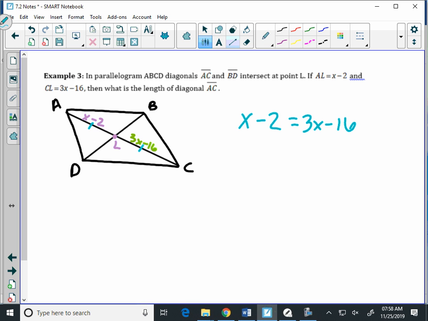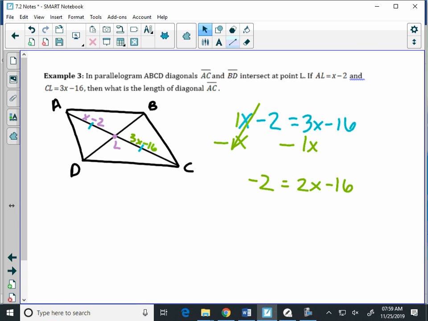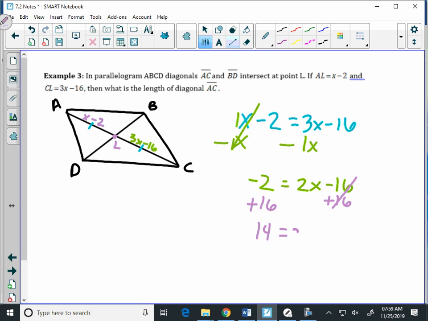How are we going to solve the equation? What do we need to do first? Yeah, which x do we want to move? I like moving the little one. Which one's the little one? Yeah, just subtract x. If it's helpful, put the 1 in front. What is 3x minus 1x? 2x. And then move the 16 over. Negative 2 plus 16. And then what do we have to do with the 2? Divide by 2. And x equals what?